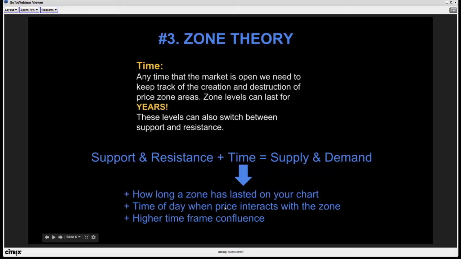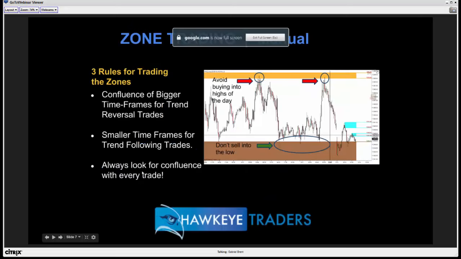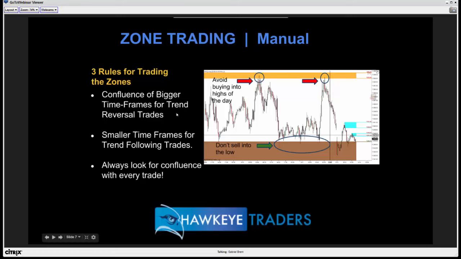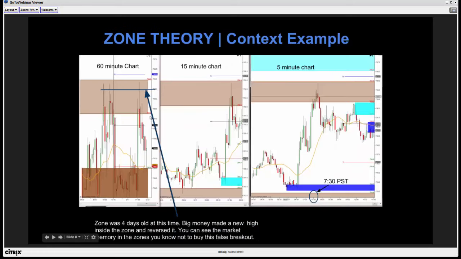How long has the zone lasted on your chart? What time of day does price interact with the zone? All of this being said gives us an understanding of context, context to avoid buying into the highs of the day and avoid selling into the lows, because we know where the range is. We know when it starts trending where we're likely to experience a stall in price action. We can see these things, and we can see multiple time frames all working together.